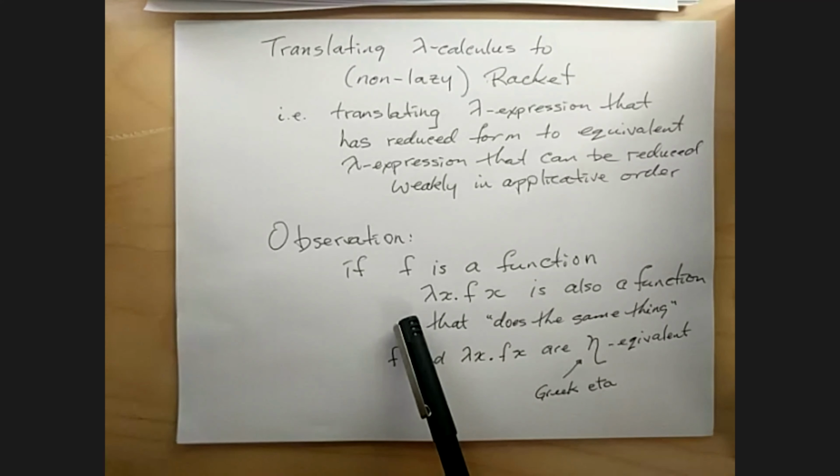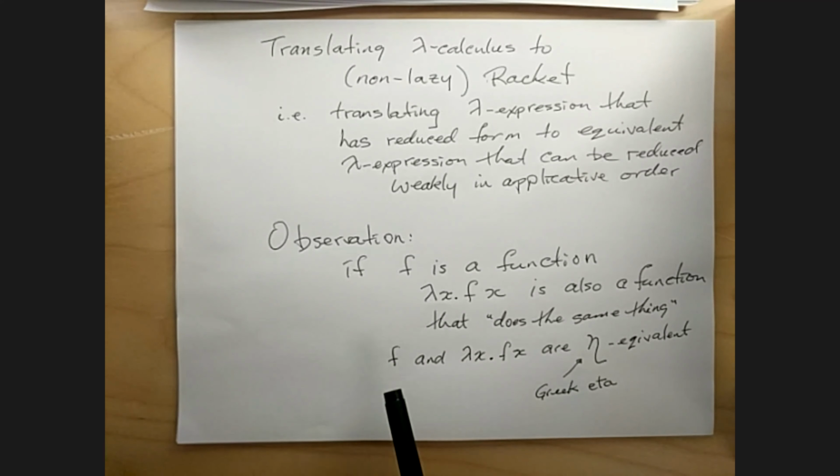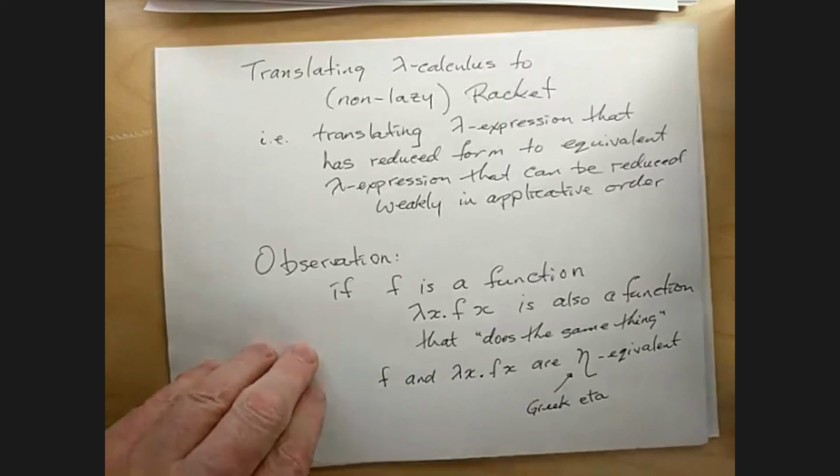These are said to be eta equivalent, and pardon my Greek, that funny looking symbol is an eta. And so we say that if we have a function f, then f and lambda x dot f of x are eta equivalent. That means they're going to behave exactly the same way when they're applied. So provided we don't care what's inside, as long as they behave the same way, that's cool.